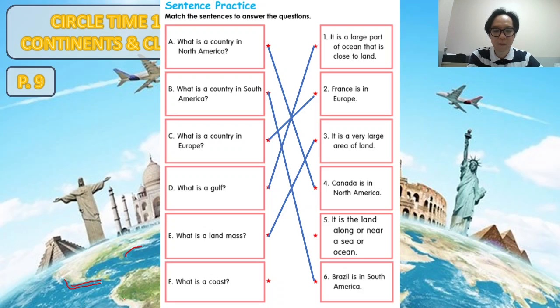Okay, so we are done our exercises for day 2. We're going to look at our words for day 3 and 4 next time.